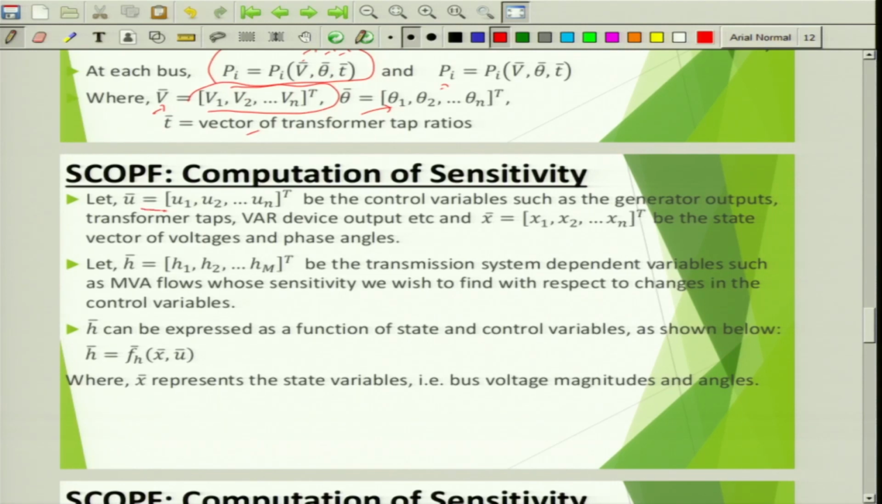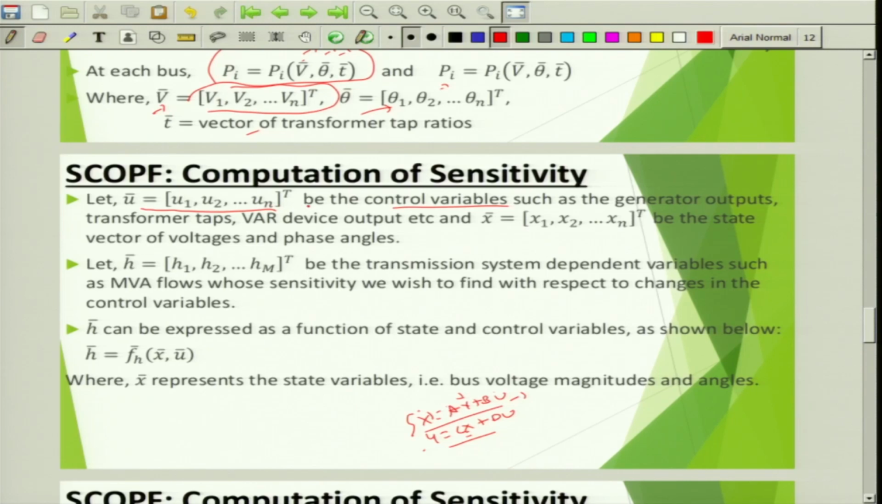Let U bar, from U1 to Un, be the control variables. U is a general term, if you remember some state space equations, x dot is equal to Ax plus Bu, and Y is nothing but Cx plus Du. This is a very simple state expression. So x is the state variable, Y is the output, A, B, C, D are matrices, x represents the state variable, and U represents the input. So this is a general understanding.